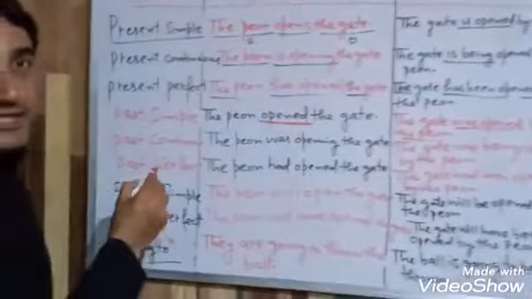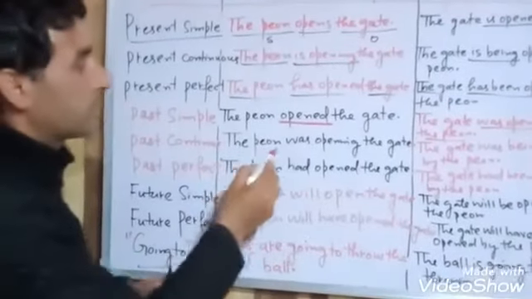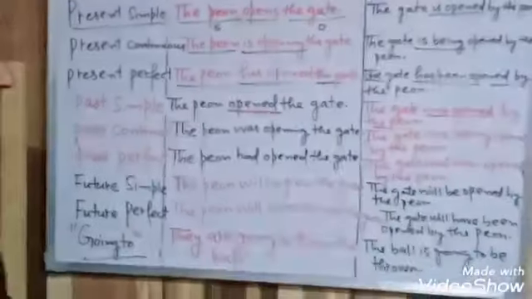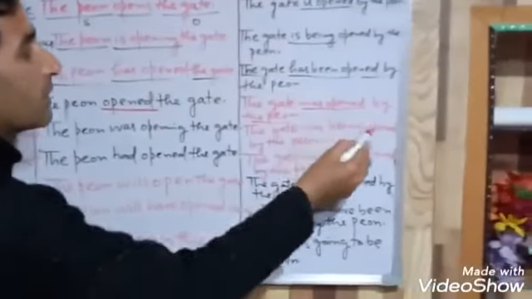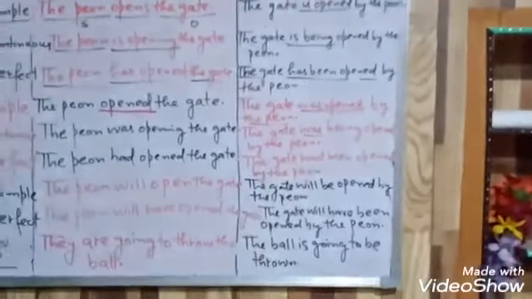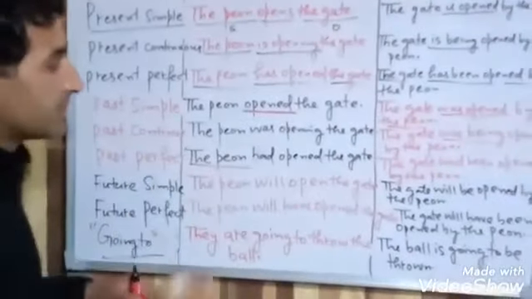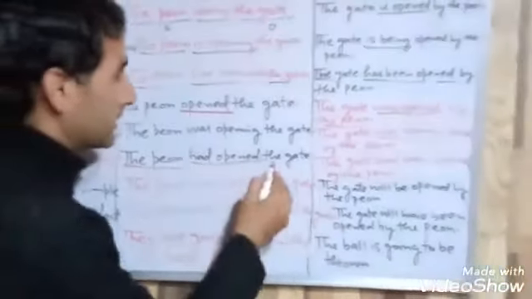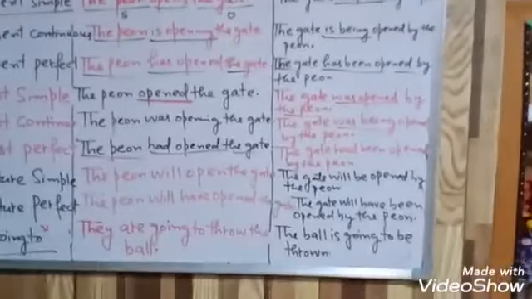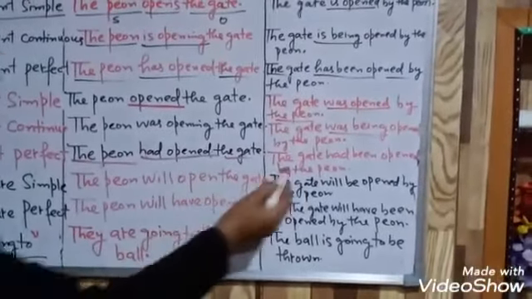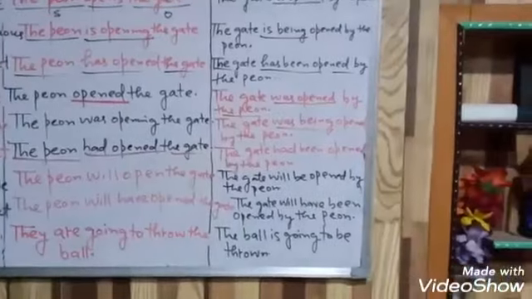Similarly, if the sentence is past continuous, the peon was opening the gate, you can write the gate was being opened by the peon. Similarly, if the sentence is past perfect, the peon subject had opened past perfect the gate, you will change it and apply on other sentences as well. The gate had been opened by the peon.